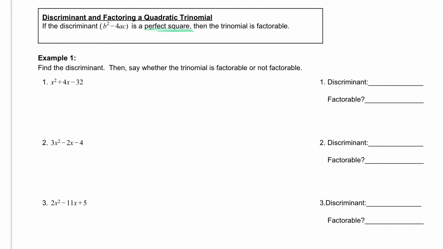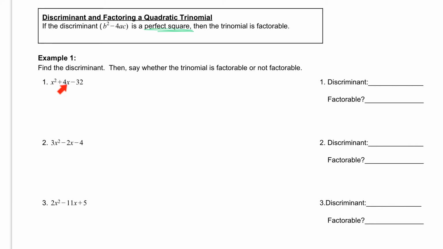So in example 1, all we want to do is find the discriminant and then say whether the trinomial is factorable or not factorable. Then once we get to the Day 7 notes, you'll be able to determine what it means to be factorable and how to do that factoring part. Today we're just going to start by recognizing if it is factorable or not. So let's take a look at number 1.